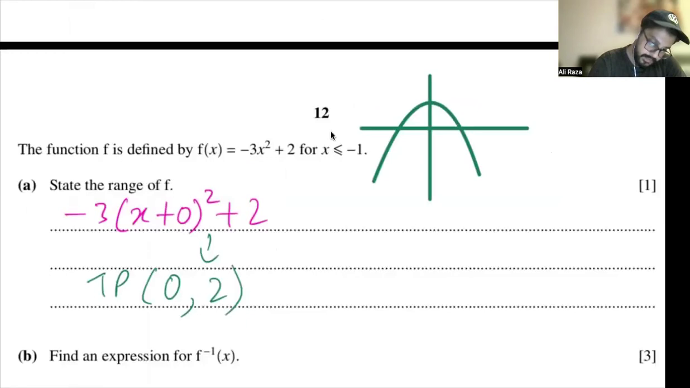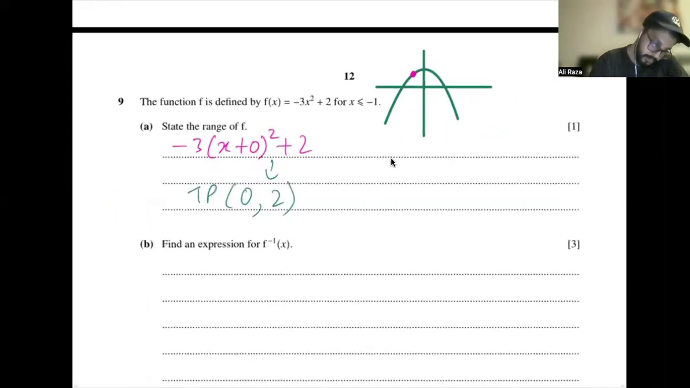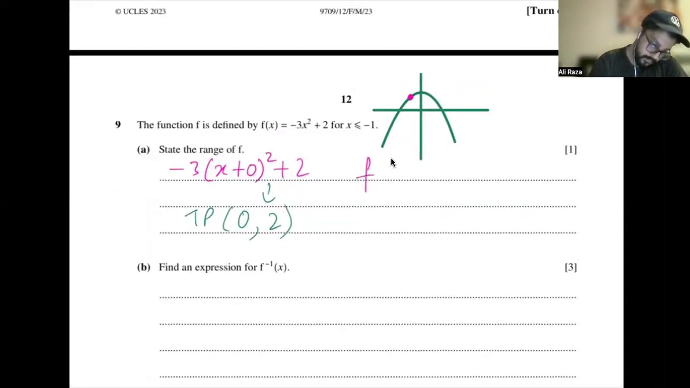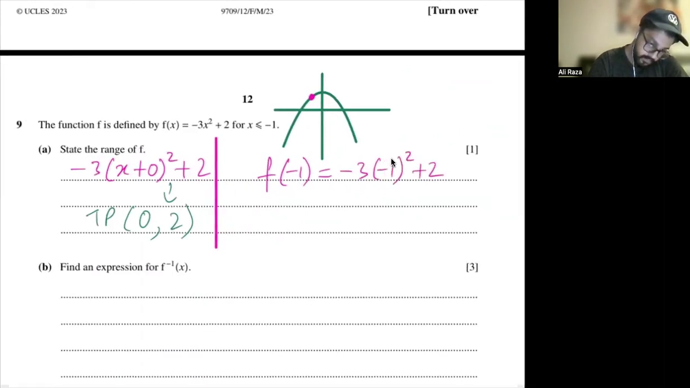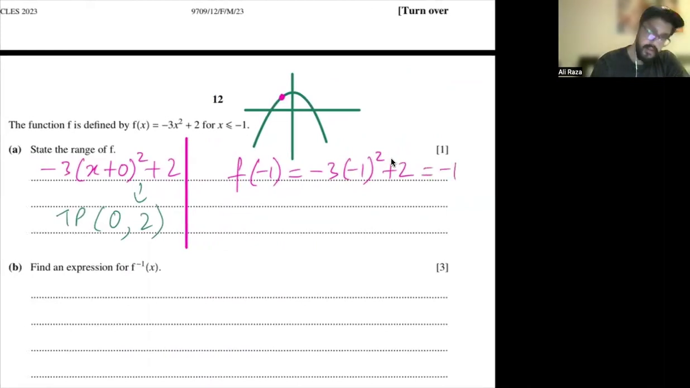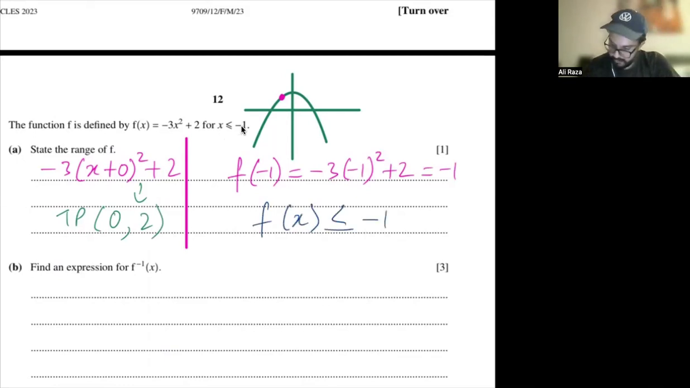Now suppose that the x is equal to -1 coordinate is over here. All the points of x less than -1 would be below this point. So f of -1 gives us -1. And since this is the highest point in the given domain, the range would be f(x) less than or equal to -1.